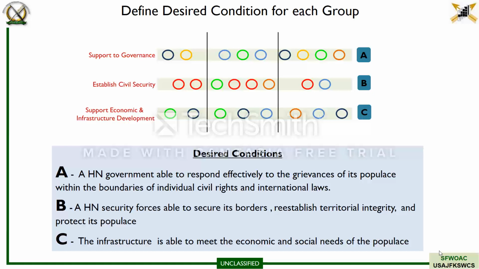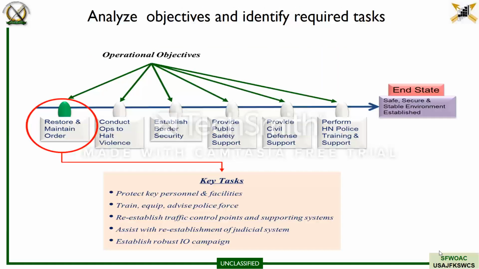We are now ready to define the desired condition for each of the groups, or what the Army calls lines of effort or lines of operation. The desired condition represents what we are trying to achieve, the desired outcome. In the next step, each objective is analyzed to identify supporting tasks, those operational activities that must be accomplished. In detailed planning, each task will be assigned to a specific means to complete.